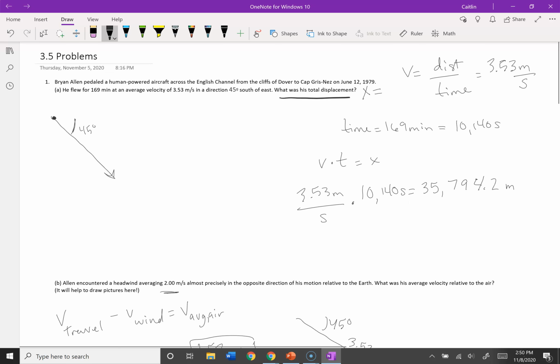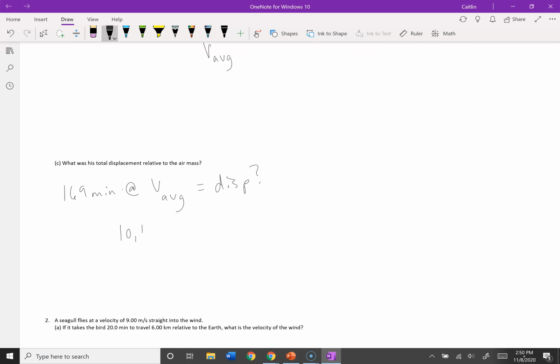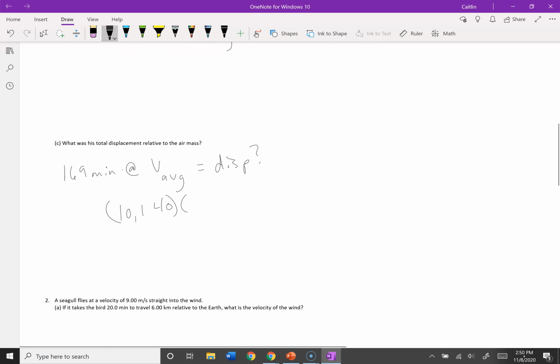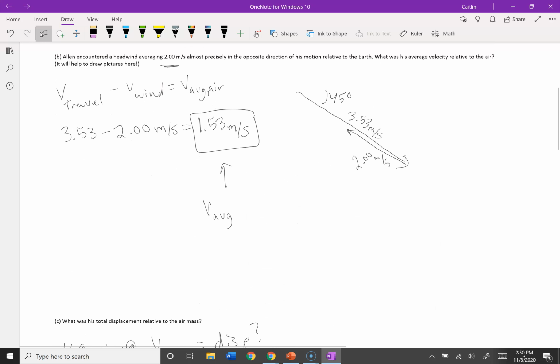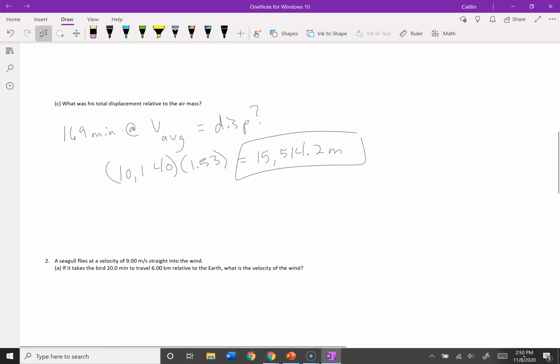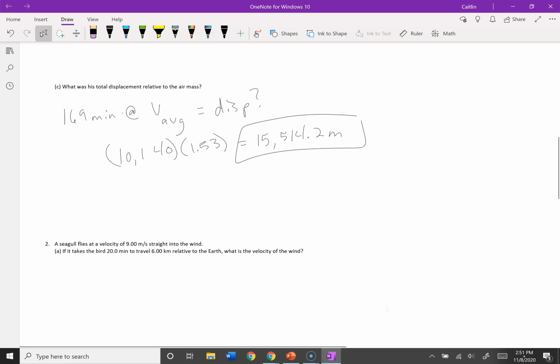So we're going to do our 10,140 seconds times our average speed, which we calculated to be 1.53 meters per second. And we're going to get a smaller displacement. Does that make sense? Yes, because he's traveling in the opposite direction of the wind, and the wind is slowing him down. So that's exactly what wind will do in all of these situations, is that it's just going the opposite direction of the thing that he was actually trying to go to. Now, is it always going to be that they're going exactly opposite? No. There may be different situations that we will deal with.